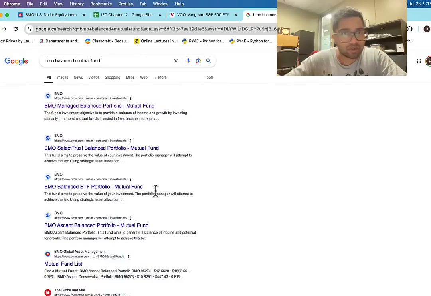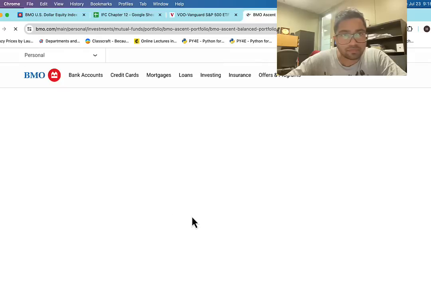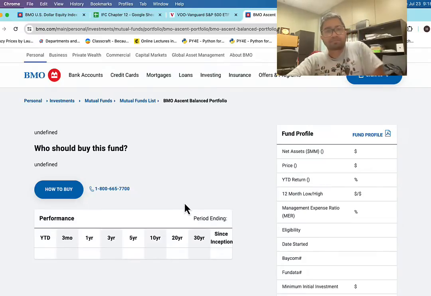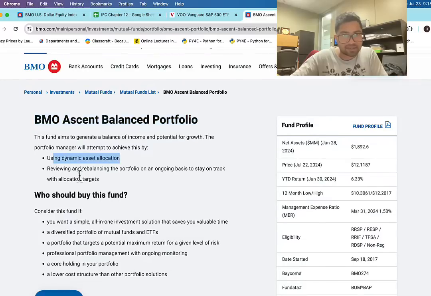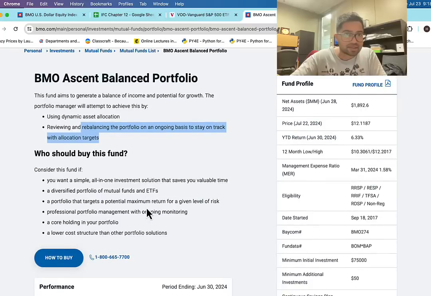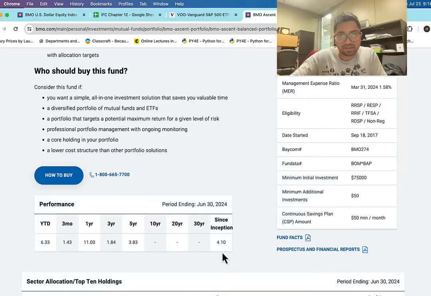This is a portfolio. I want a fund. This is a mutual fund. Okay, so let it populate. So this is a BMO Asset Balanced portfolio, right? It uses dynamic asset allocation, reviews and rebalances the portfolio on an ongoing basis. The year-to-date return is 6.33%.